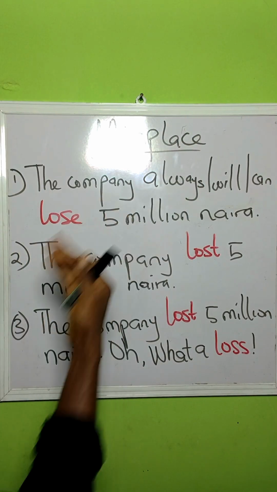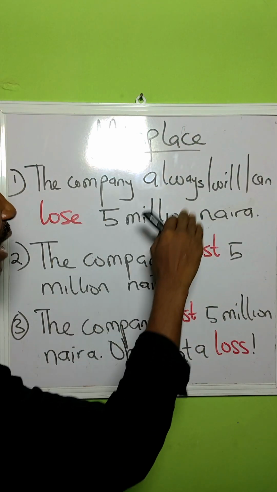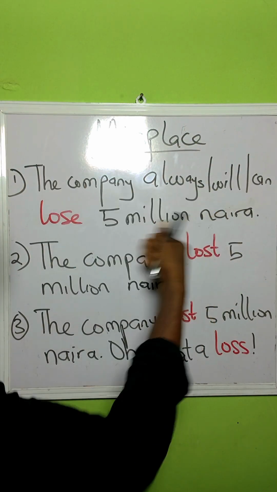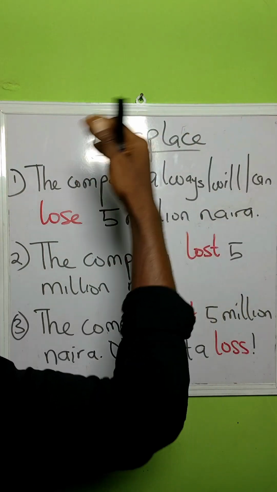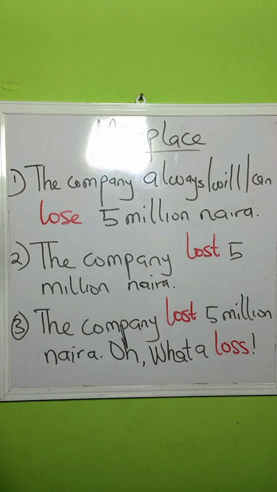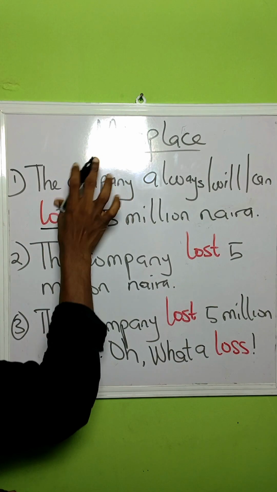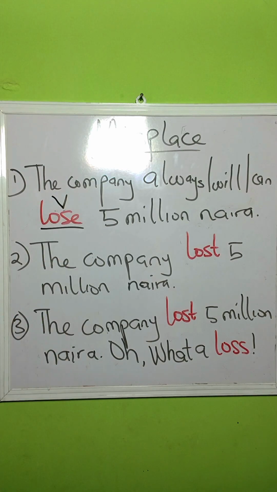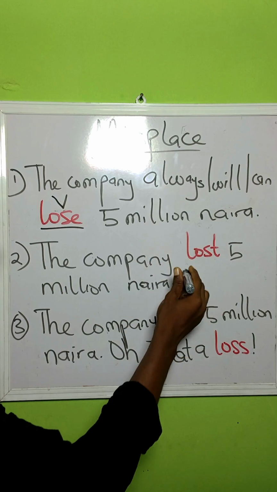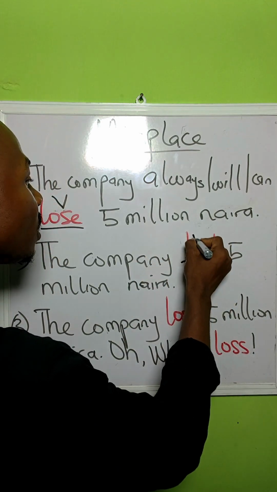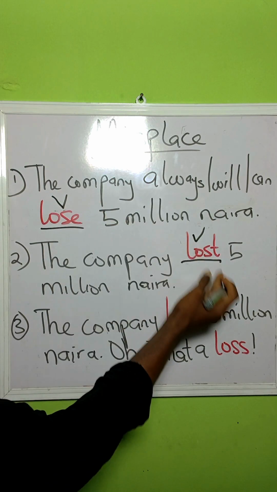Number one, the company can lose 5 million naira. You can say the company always loses 5 million naira, the company will lose 5 million naira, the company can lose 5 million naira. Lose here is a verb. Then number two, the company lost 5 million naira. Lost here is also a verb, but the past tense of lose. So you can see they are connected.